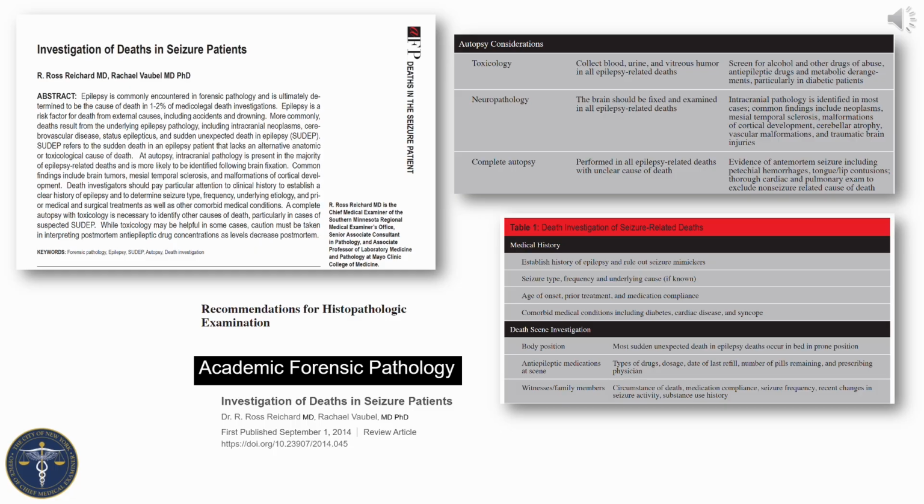There are a number of excellent resources which medical examiners and coroners can use to identify questions in conjunction with their medical legal investigators to specifically ask in cases of suspected death related to epilepsy. This publication from the Academy of Forensic Pathology on the investigation of deaths in seizure patients provides an excellent starting point for developing such a questionnaire and includes information on the death investigation, as well as autopsy considerations and ancillary testing for these cases.